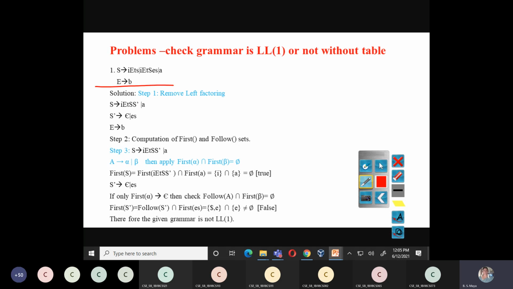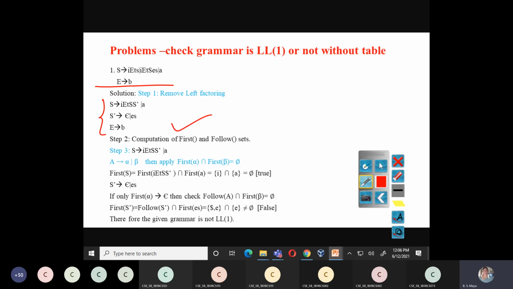IETS or IETSES or A, E derives B. In some exams, it is given directly after removing left factoring. In some exams, it is given like that. You should remove left factoring and left recursion, and take the resultant grammar.